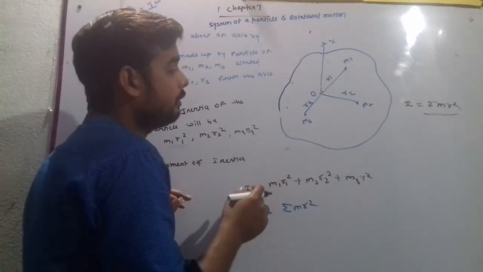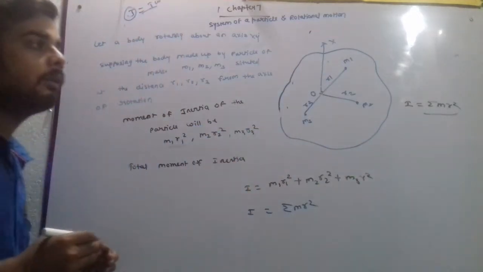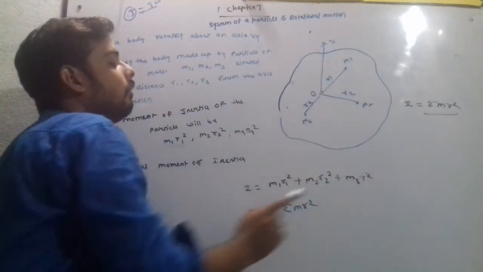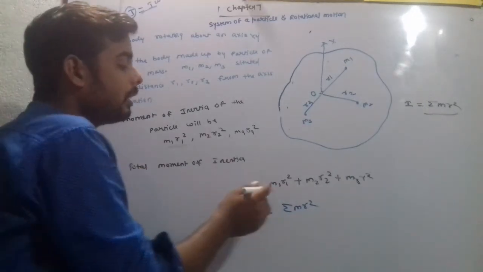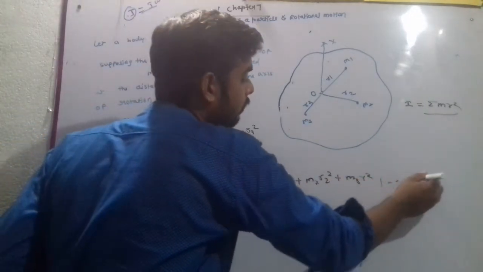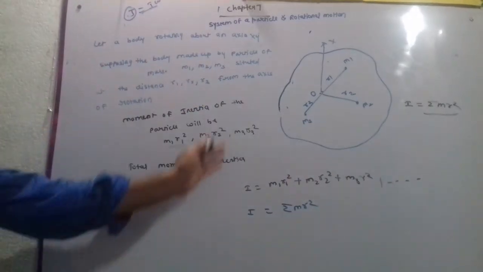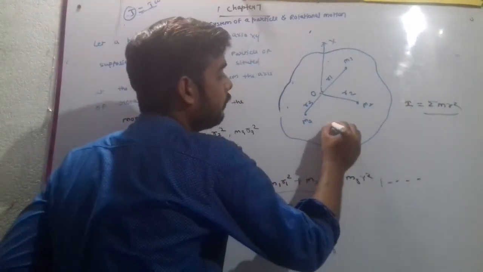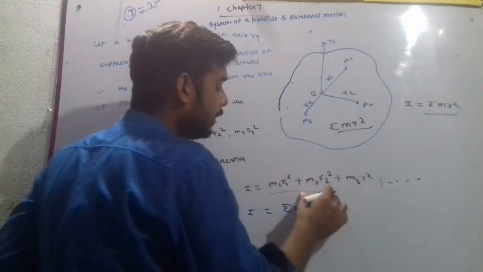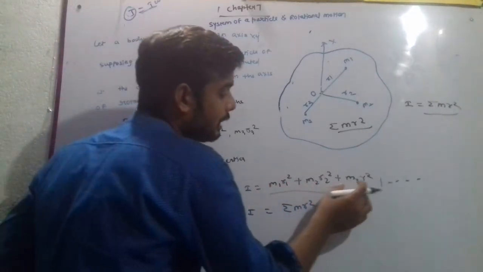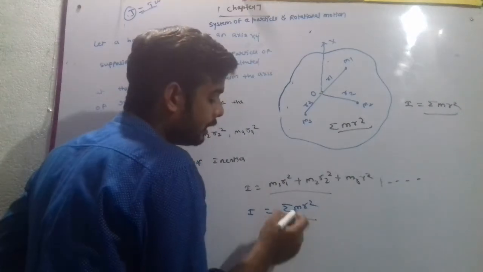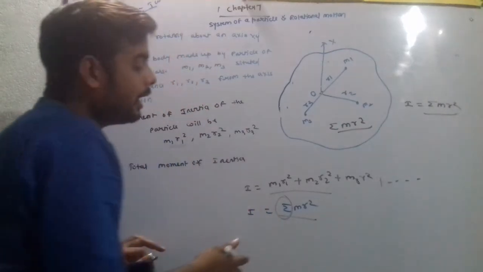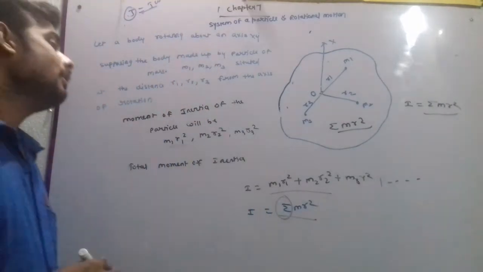So if we want to get the whole moment of inertia of the body, what will we do? If we want to determine the whole moment of inertia, then we have to add all the moments of inertia. So I will be m1 r1 square plus m2 r2 square plus m3 r3 square and so on, for all the particles about this axis. So in place of m1 r1 square plus m2 r2 square plus m3 r3 square, we put summation m r square, where this sign is summation, which indicates that the whole moment of inertia is represented by I equal to summation m r square. This is a simple derivation.